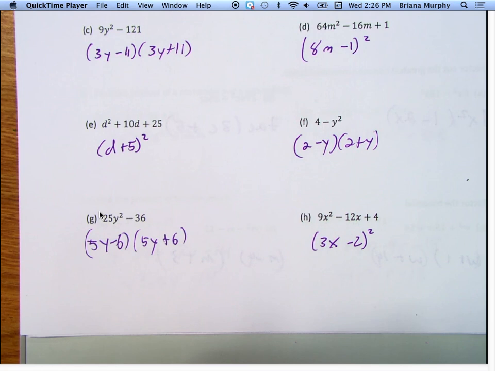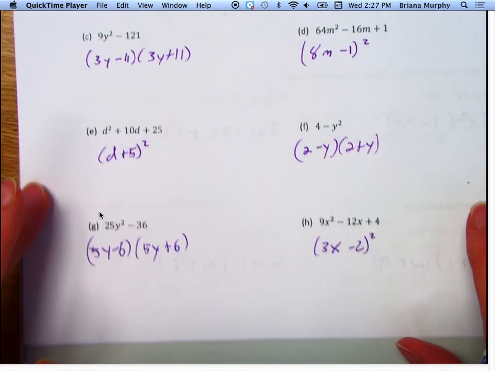G is 5y minus 6 times 5y plus 6. And H is 3x minus 2 squared. If you want me to do one, let me know. Yes? E. Top of page.